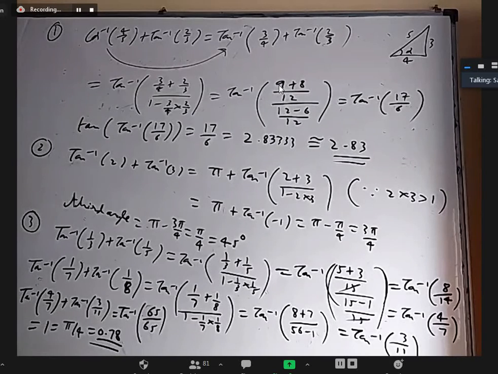Okay, so when you have four things, combine first two things, combine next two things, and then again those two results you combine, using the tan inverse x plus tan inverse y formula repeatedly.